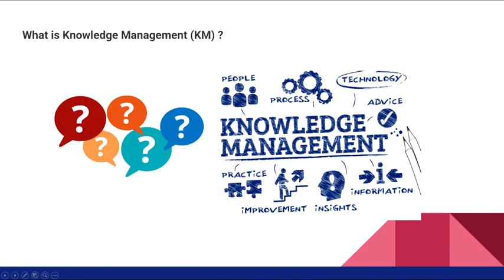Before we get to know about the Wiig KM cycle model, I'm going to explain knowledge management. Knowledge management is a science used to manage knowledge based on the data, information, and experience that we have. Basically, knowledge management is divided into two types, namely tacit and explicit knowledge.